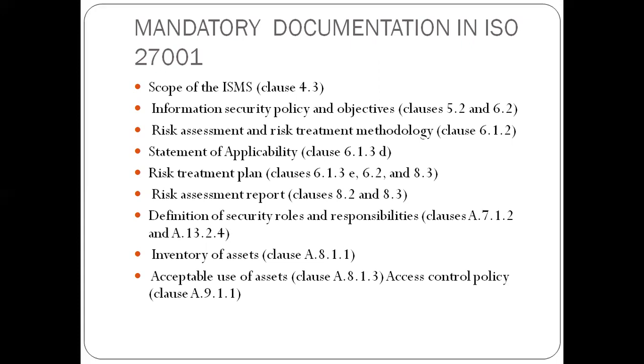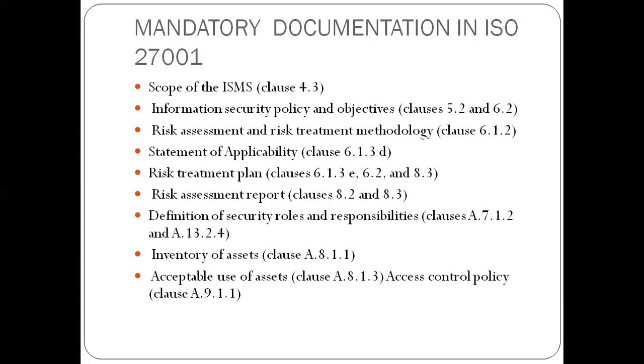So the statement of applicability shows the controls that need to be implemented and the ones that do not need to be implemented. Clause 6.1.3d. Then you have the risk treatment plan, which is in clause 6.1.3e, 6.2, and 8.3. So for the risks you have identified, tell us: are you going to avoid them? Are you going to accept them? Are you going to mitigate them? Are you going to transfer them? That is what the risk treatment plan is all about.